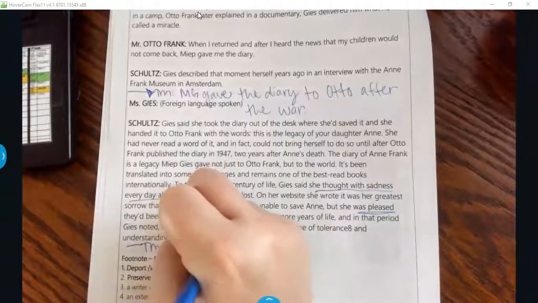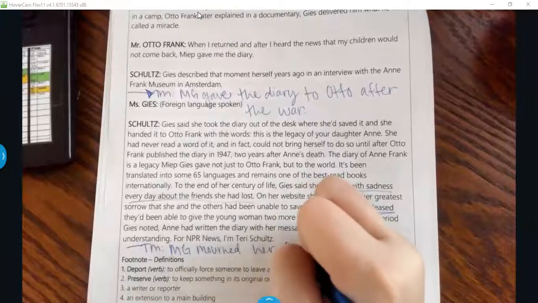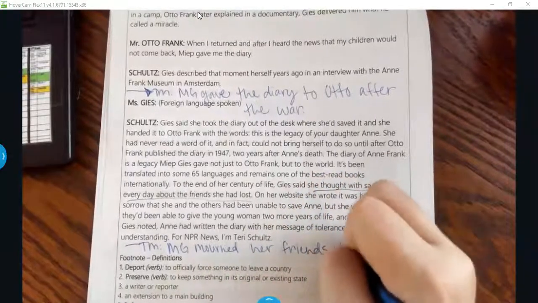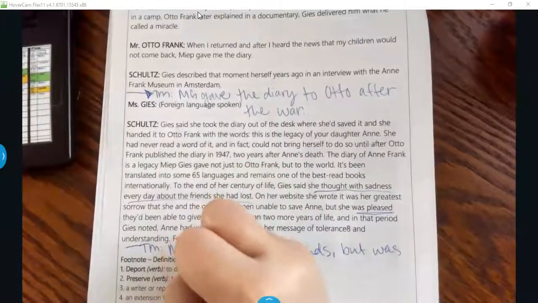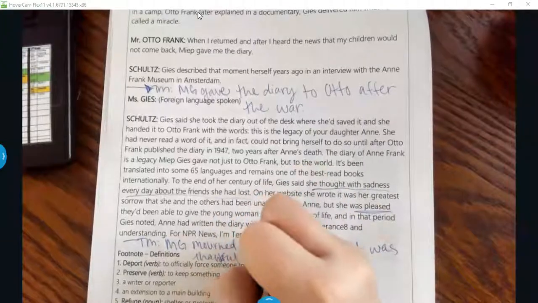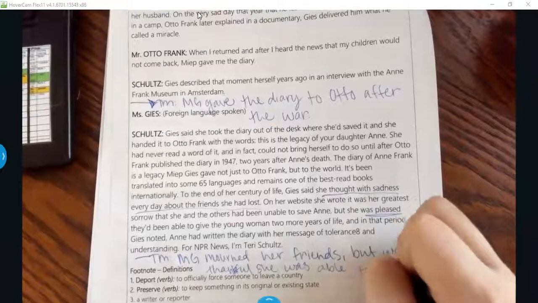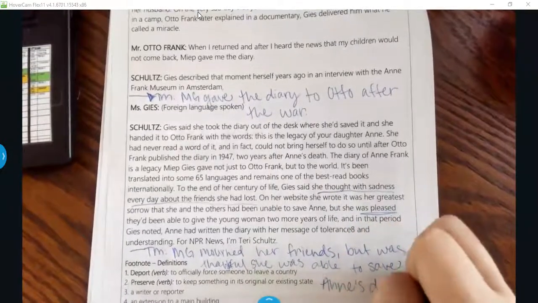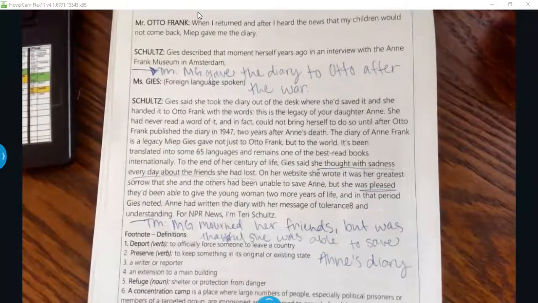Miep Gies, she mourned her friends, but was thankful. She was able to save Anne's diary. So I'm going to let you finish up your annotation right now.